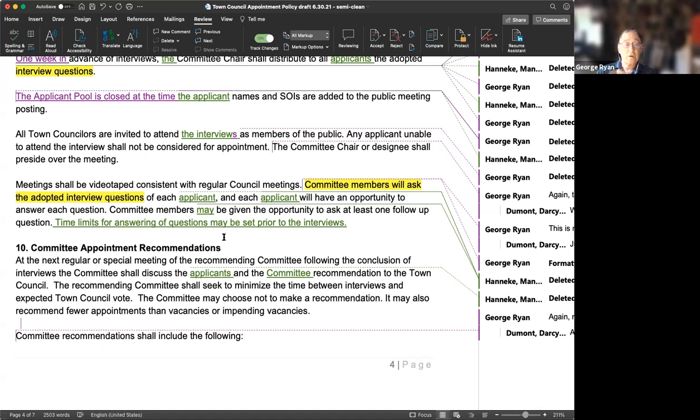I think the rest of this, well, no, actually, meetings shall be videotaped consistent with regular council meetings. Committee members will ask the adopted interview questions of each applicant, and each applicant will have an opportunity to answer each question. What is the point of that sentence? I don't know. Who else is going to ask the question? Help me here, somebody. Why is this sentence here?